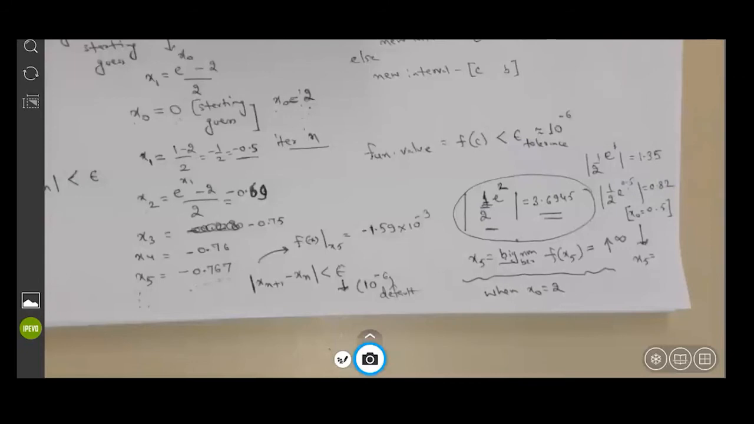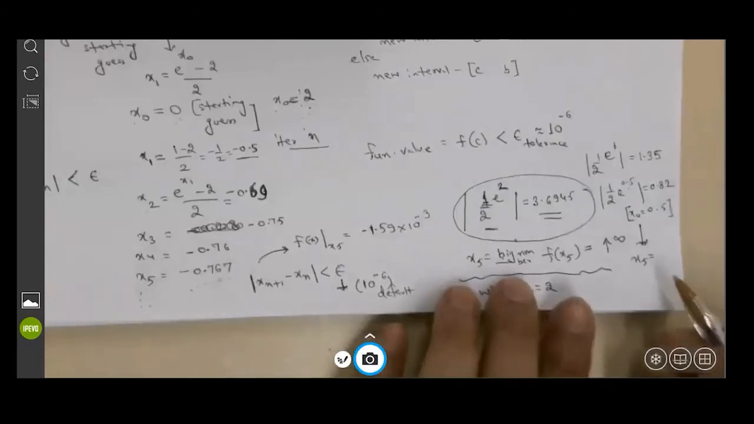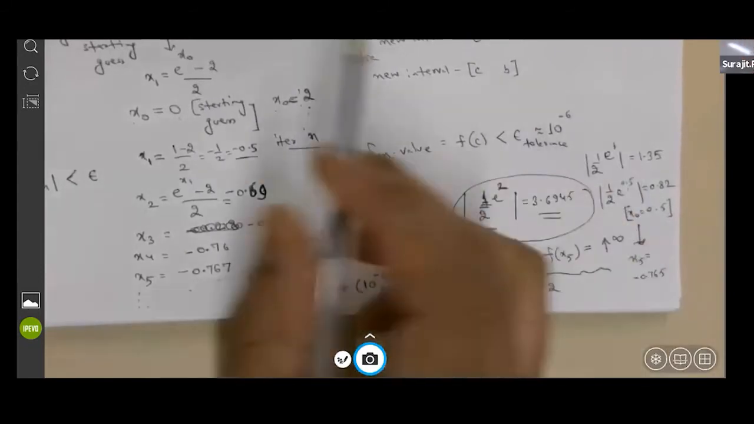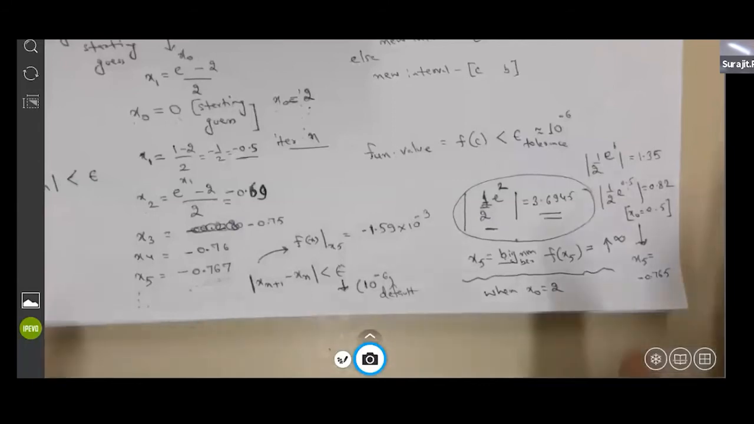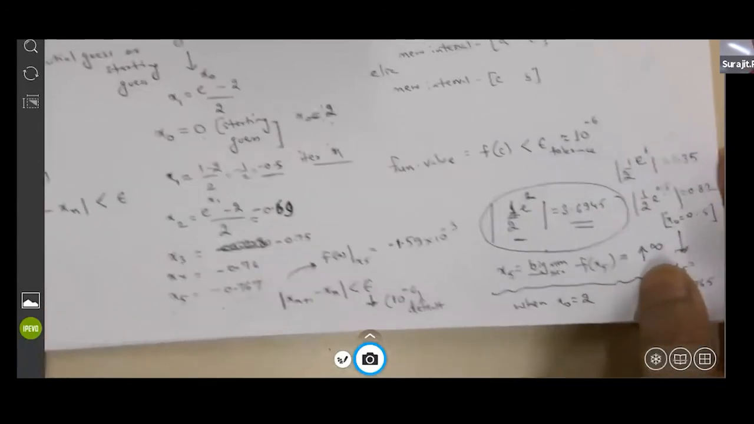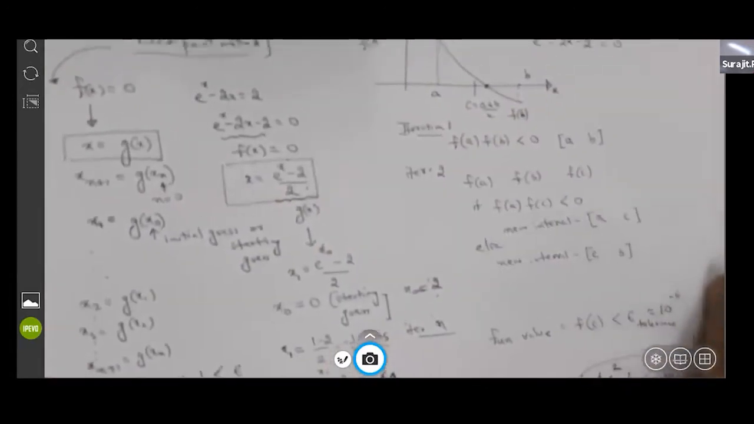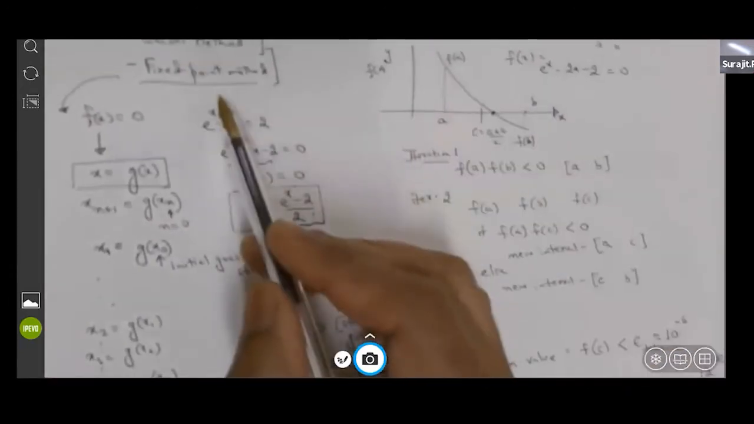Negative 0.765. Great. So we will stop at that and we will now start discussing why we were doing all this calculation. What is the meaning of that? So let me actually start with this. Again, we will start with this fixed point iteration method.